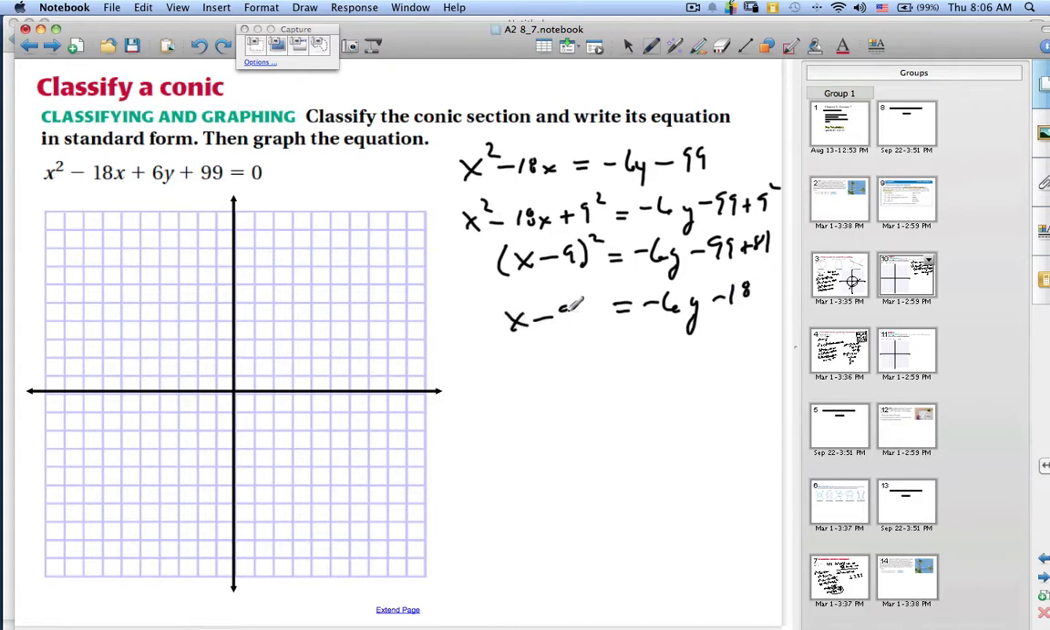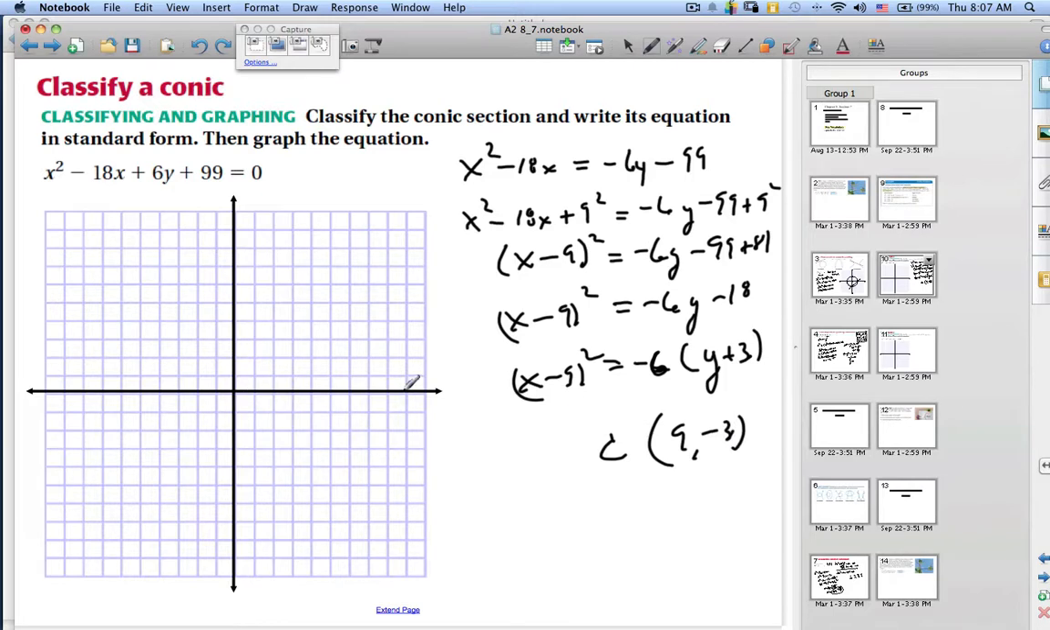All right, and if I want to finish putting this in the correct form, I have to get y as a binomial, so I need to get the coefficient off. I'm going to divide both of these by negative 6, so I'll have negative 6 times (y plus 3). All right? So x minus 9 squared equals negative 6 times (y plus 3). So now I know that my center is at (9, negative 3). So here's 9, 1, 2, 3. It's going to be a little funky because I'm a little off here.